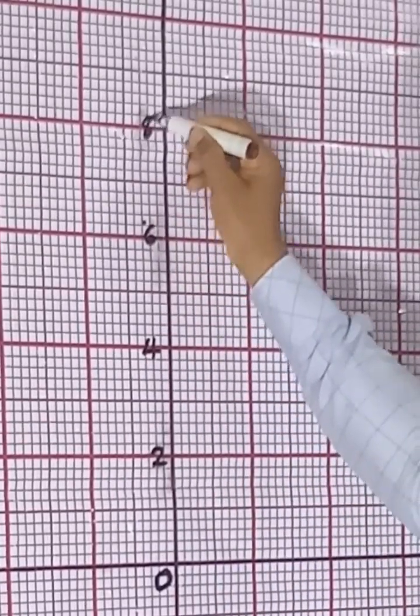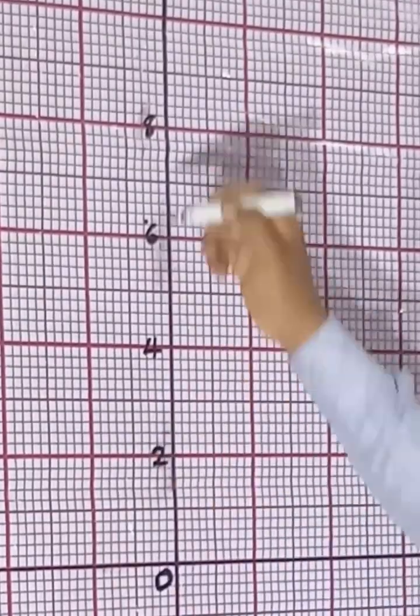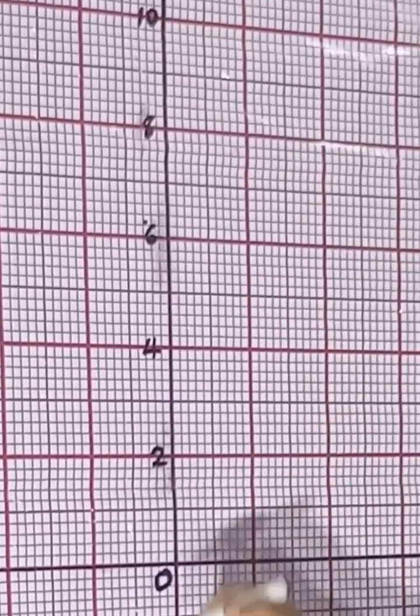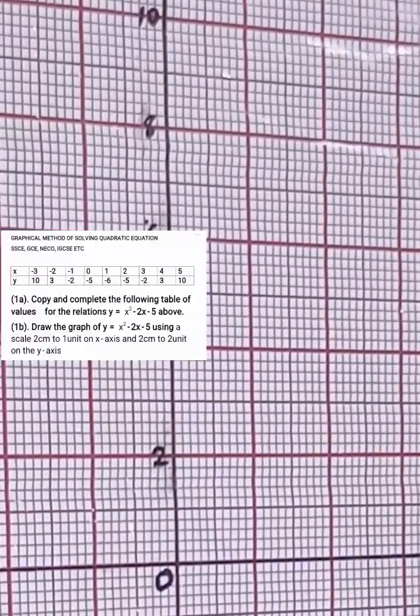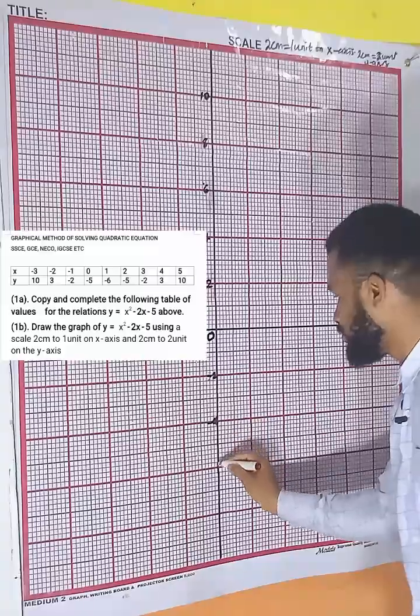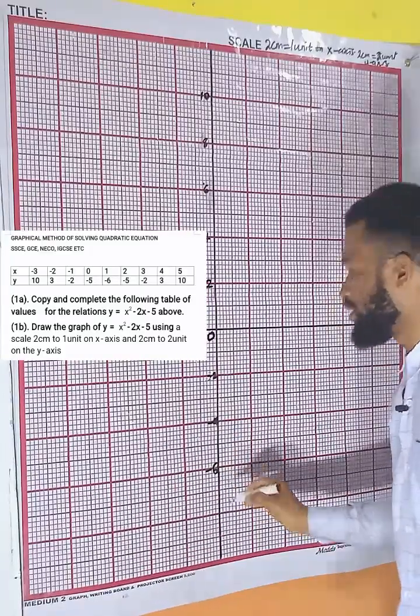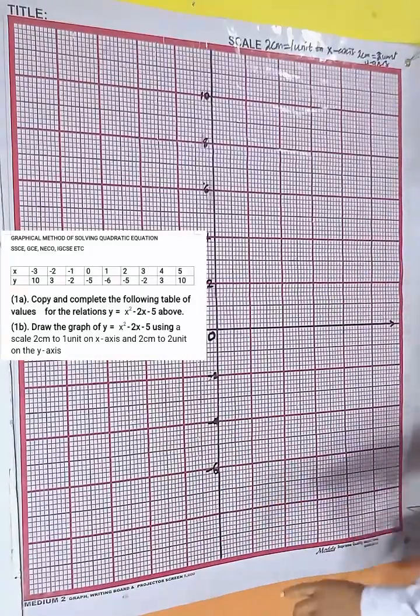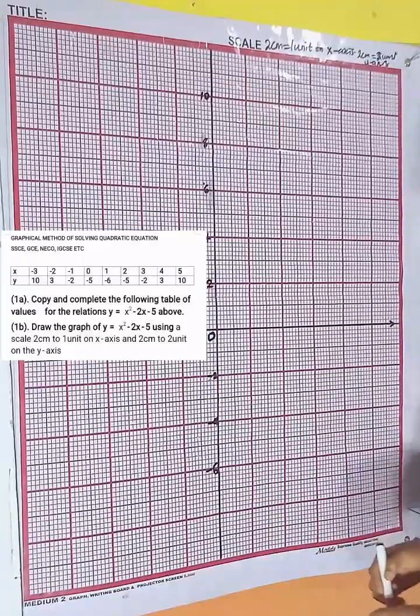The next one is going to be 8. Now, if you look at the table, the y-axis reached 10. So I'm going to write 10 here. That place is 10. So that means I'm going to have -2, -4, -6. And the y-axis has -6. So -6 is there. And that is correct.